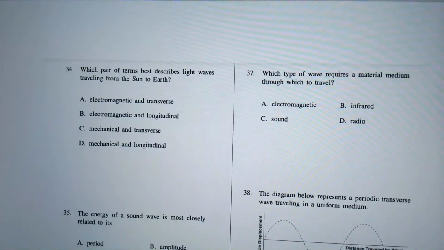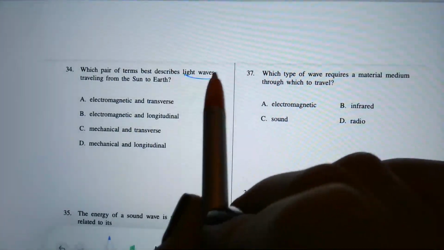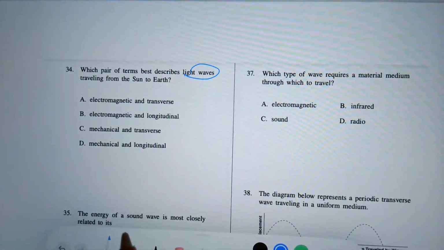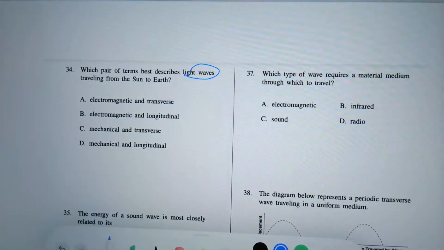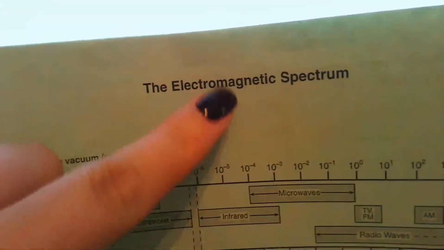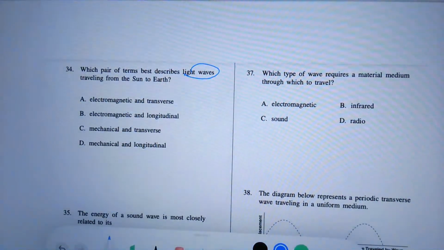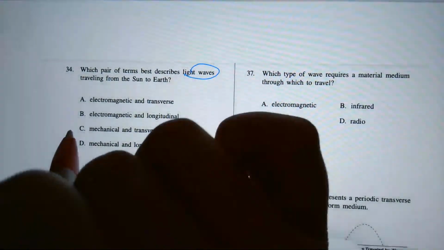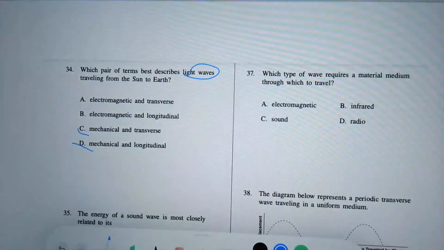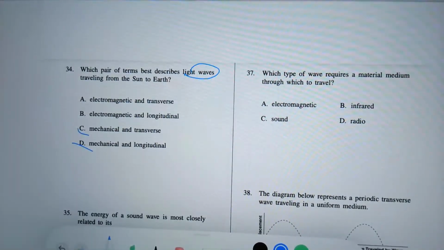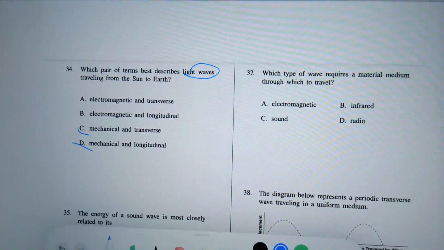34. Which pair of terms best describes light waves traveling from the sun to the earth? Okay, so light is part of the electromagnetic spectrum. So anything else that doesn't say EM is garbage. So C and D is no good because they do not use the description electromagnetic. Okay, let's think of this. From the sun to the earth, that means you're in space, aka a vacuum.